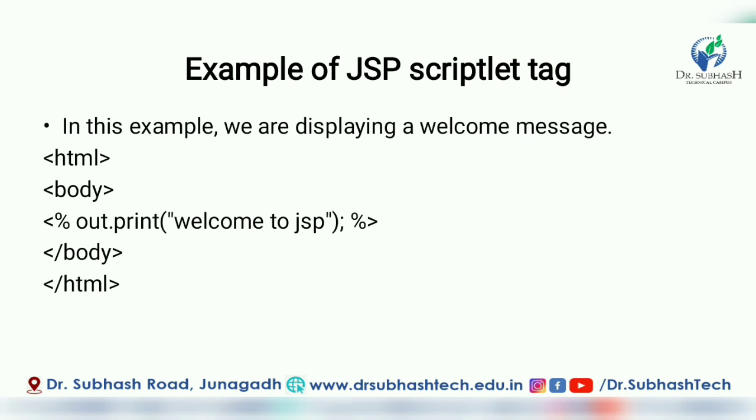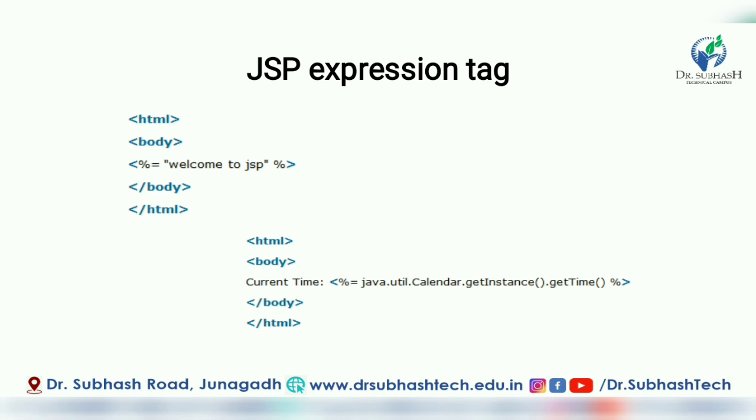We can see that the out.println code is used for printing welcome to JSP on the page, and this is the Java code which we have inserted. Let us see the next example, which is the expression tag. Previously we used out.println, but here we are not using out.println. Instead of that, we are using the expression tag, <%= welcome to JSP %>. Here the output will be the same. On the page, it will display the welcome to JSP text. This is quite similar to out.print.